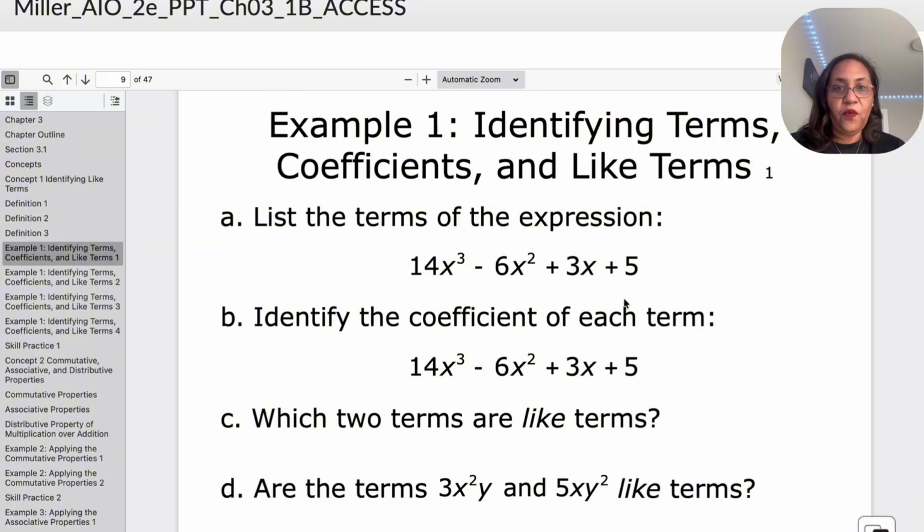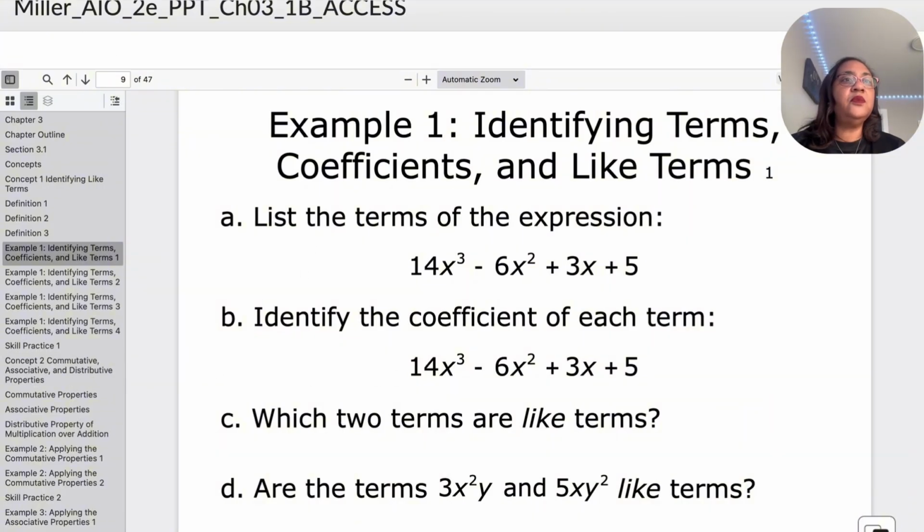So you're going to list the terms of the expression, identify the coefficient of each term, identify which two terms are like terms, and decide whether the terms at the bottom are like terms. I will just say that for D, they're not like terms, because there is a square here. There's no square on the X here, but there is a square on the Y, but not one here. Listing the terms and identifying the coefficient: the number that is in front of the letter is the coefficient. So you can go through those.